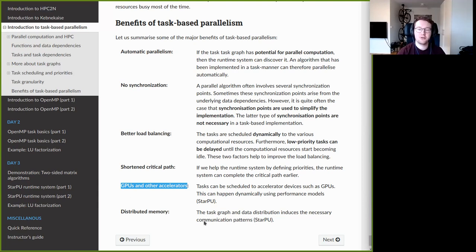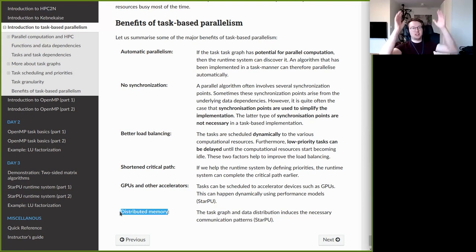And finally, also related to StarPU, you can even do distributed memory computations in a task-based manner. Once you know the task graph, you know what operations are being executed and what data is needed, and you know where the data is stored. From this information, you can automatically induce the communication pattern, because you know what computations happen and where the data is located. You can get the MPI send and receive function pairs out of that information.